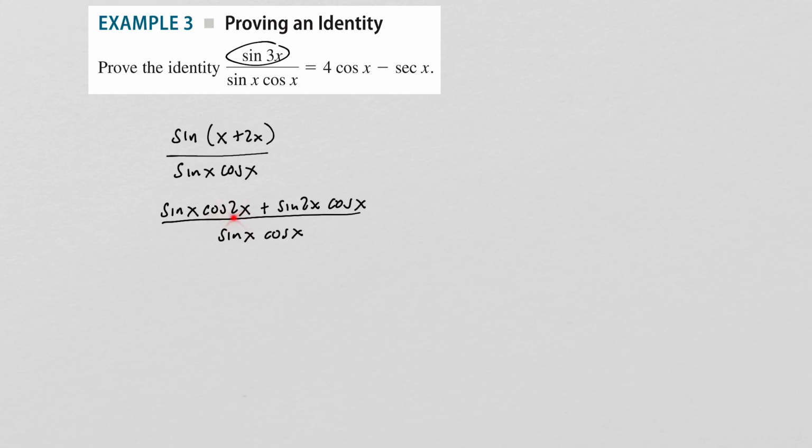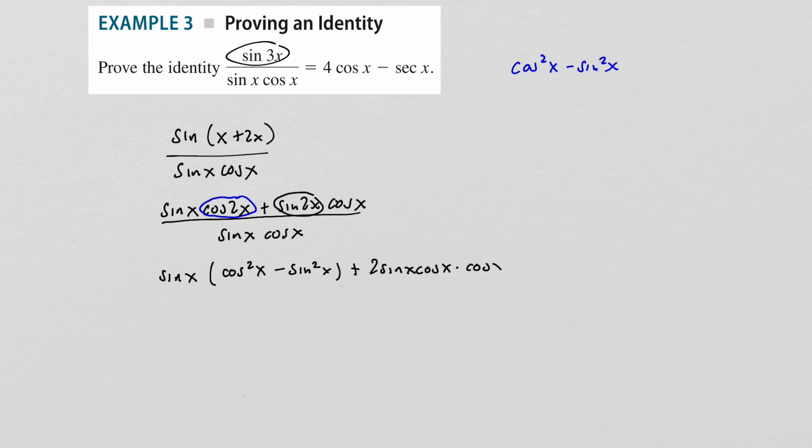And then cosine of 2x, we kind of have a decision to make. Should we write this in terms of sine alone, cosine alone, or sines and cosines? Well, in this case, since we kind of have sines and cosines all over the place, I'm going to choose to write cosine of 2x as cosine squared x minus sine squared x. Now, if I'm wrong, we can always go back and change it. So we have sine of x times cosine squared x minus sine squared x plus sine of 2x, which is 2 sine x cosine x, times cosine x.